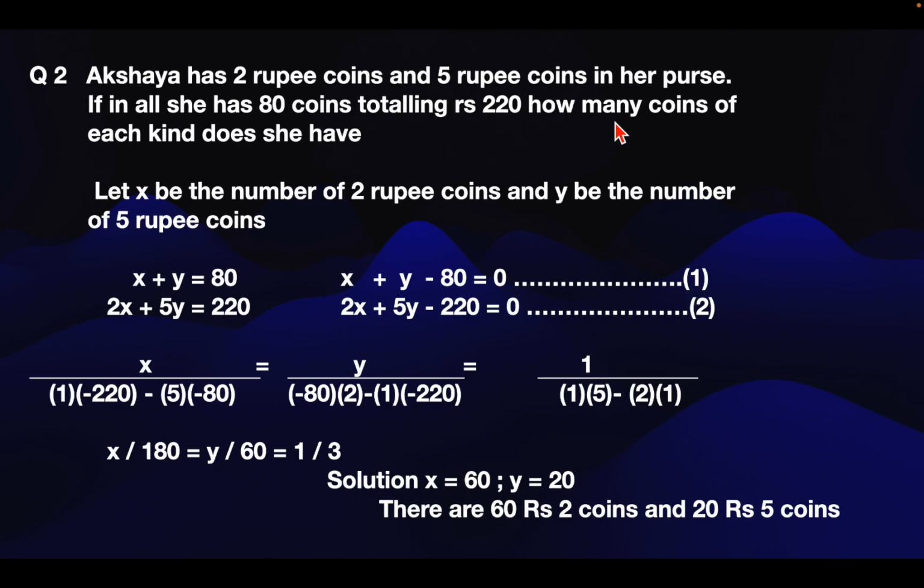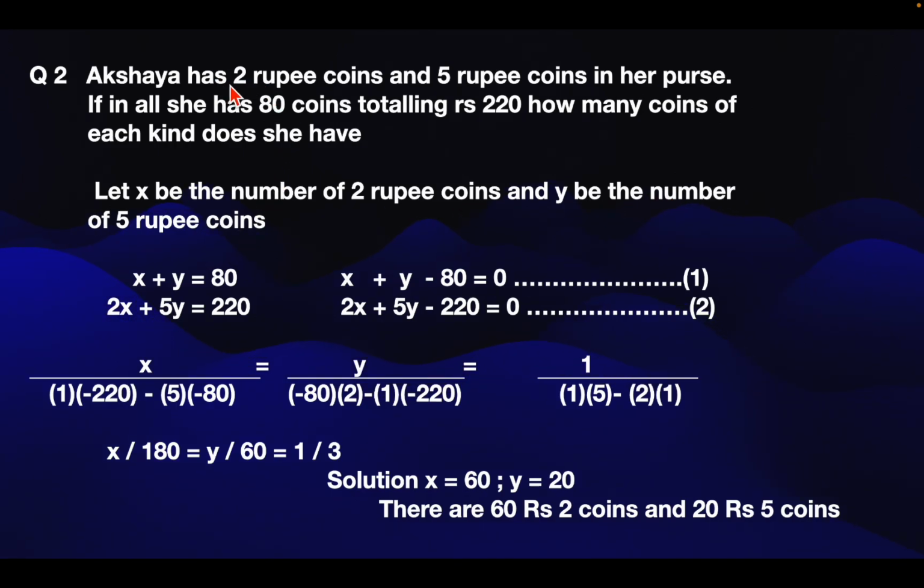So whatever they are asking will be our variables x and y. So here, how many coins? Let the number of 2 rupee coins be x, and let the number of 5 rupee coins be y. So this is the variable we have to put. X is the number of 2 rupee coins. We get this variable from the last sentence of each problem sum. So read this carefully, and you can easily write down the equations.